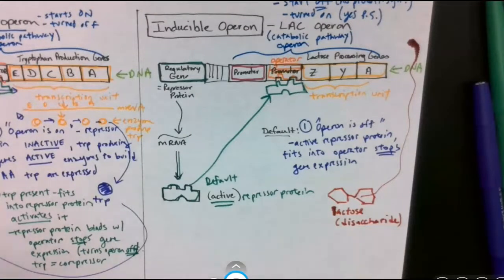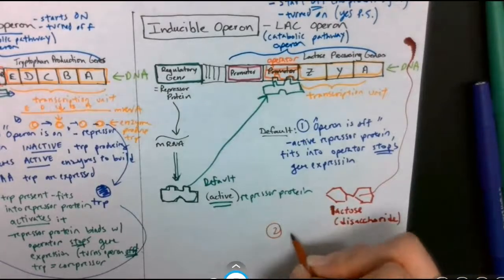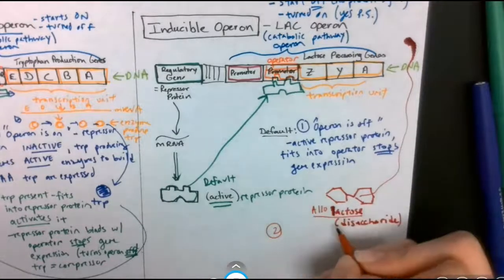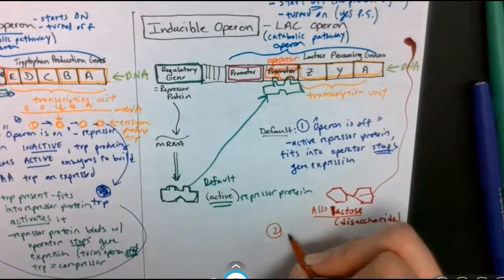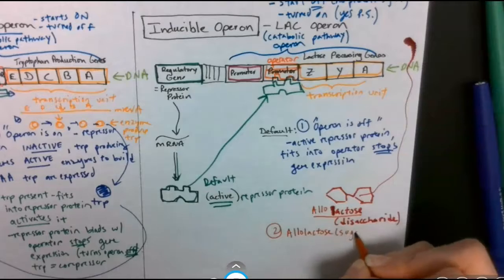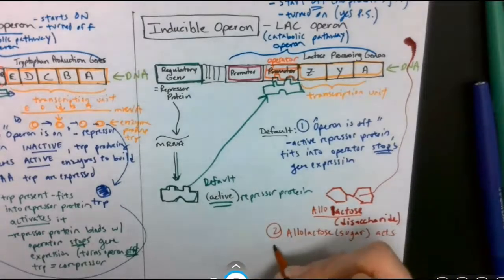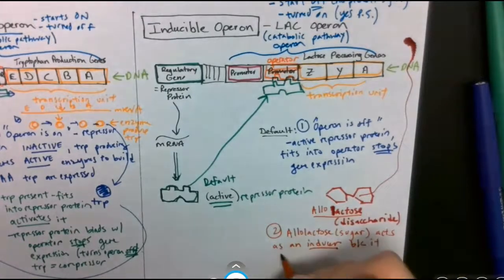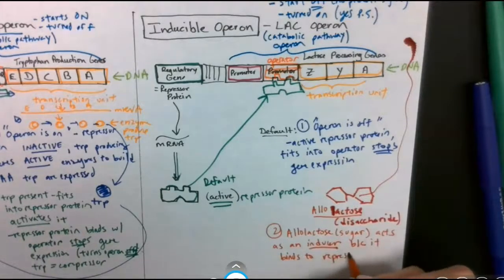So what happens is we turn the operon on. This sugar, this lactose, is actually called allolactose. It's an isomer of lactose. Allolactose acts as the inducer, inactivating the repressor protein, because it binds to the repressor protein, which inactivates it.